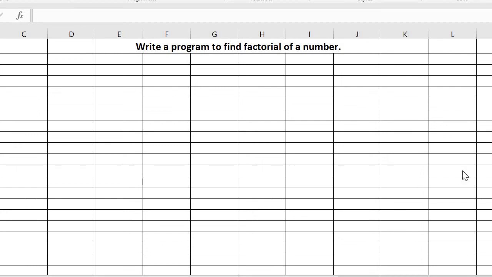Hello everyone. So in today's session we will be learning about how to write a program to find the factorial of a number. So first of all, what is the factorial of a number?